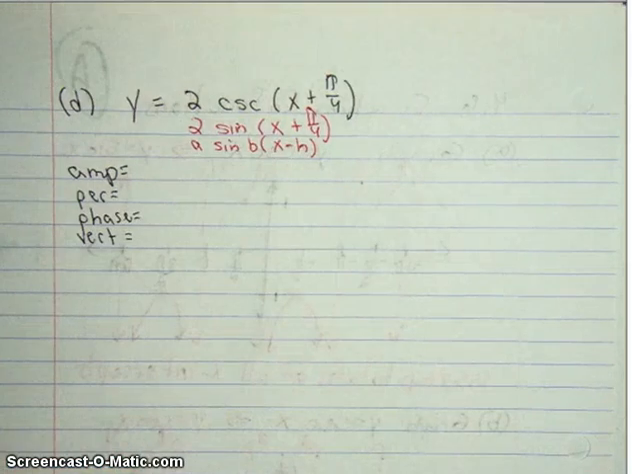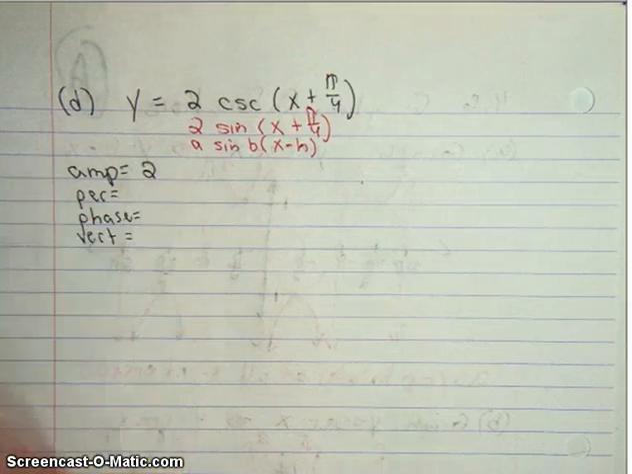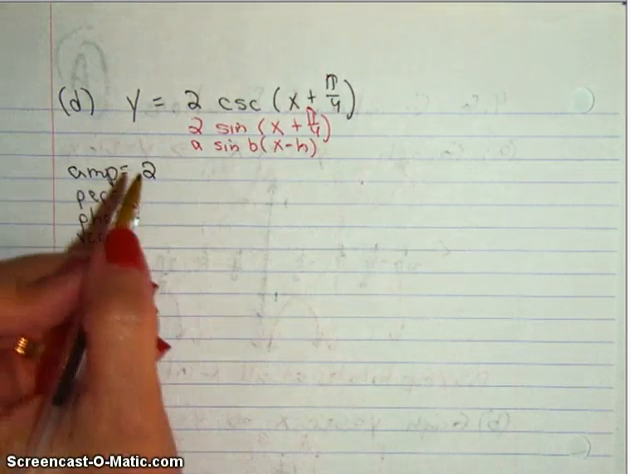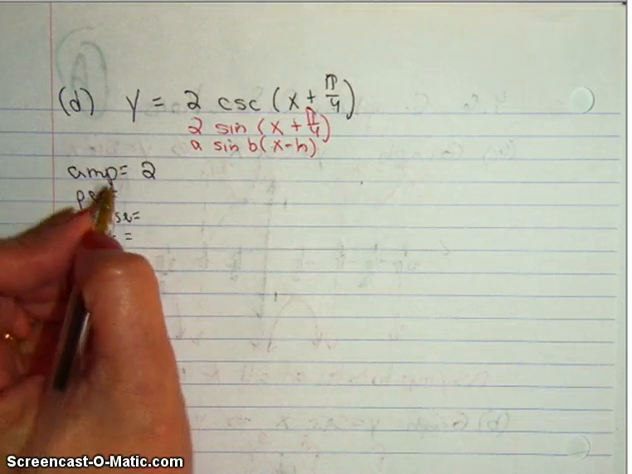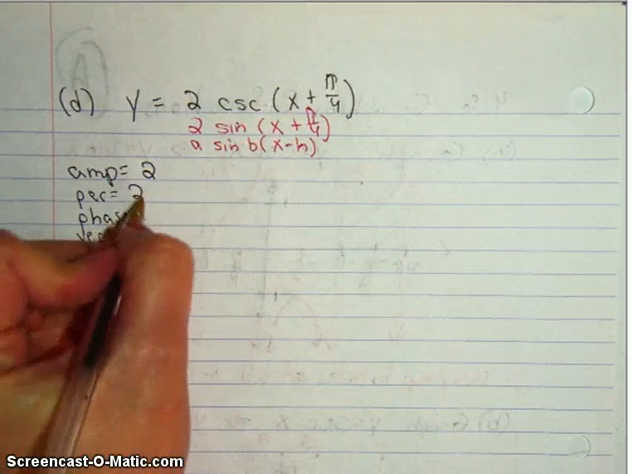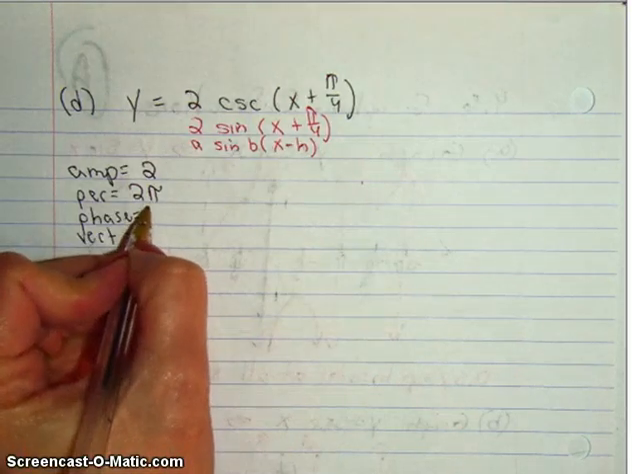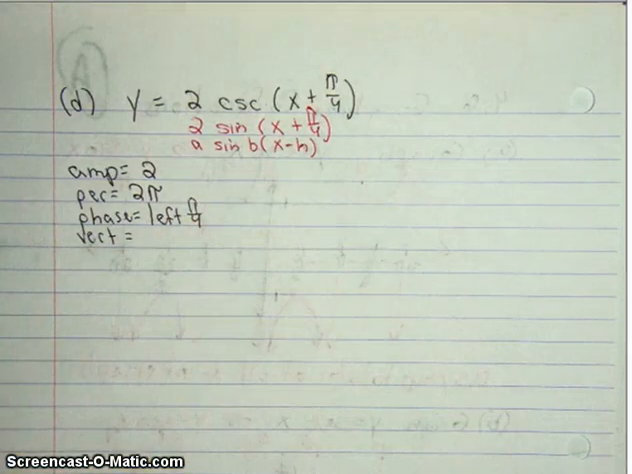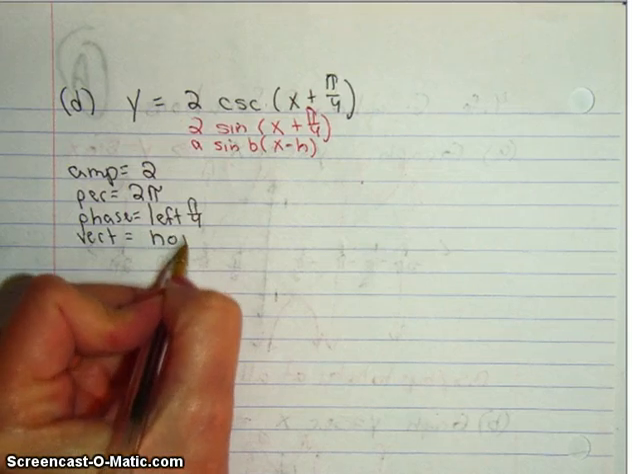Okay? All right, Jasmine, you have amplitude. So what's the amplitude? 2. Thank you, madam. Period. Haley, the normal period for cosine or for sine is what? Very good. And is there a b that we're dividing by? No. Excellent. Max, phase shift. Left pi over 4. Good. Max, vertical shift. None. Sounds good.